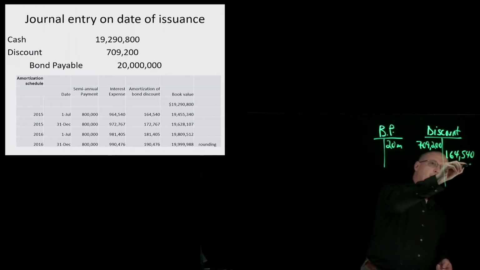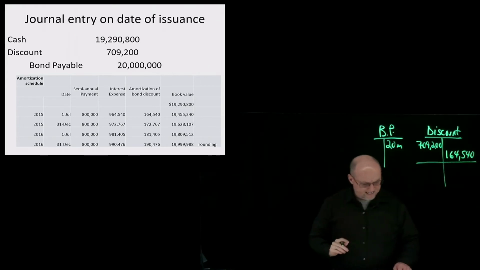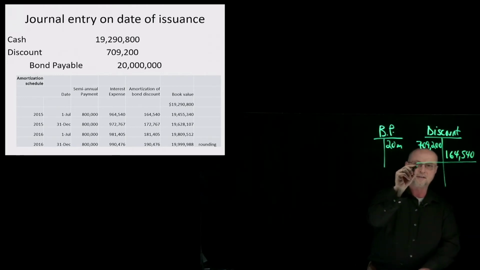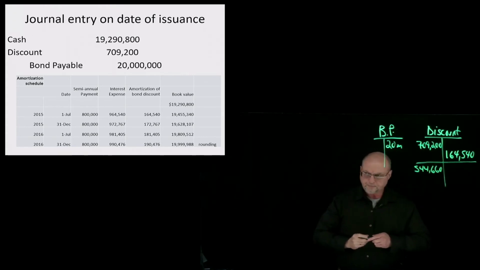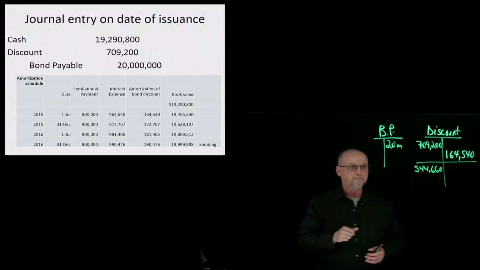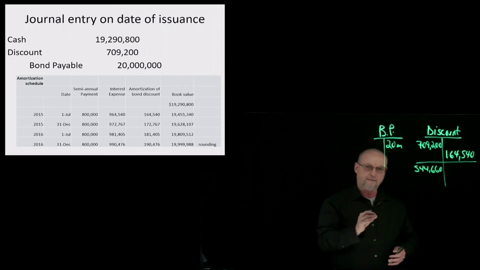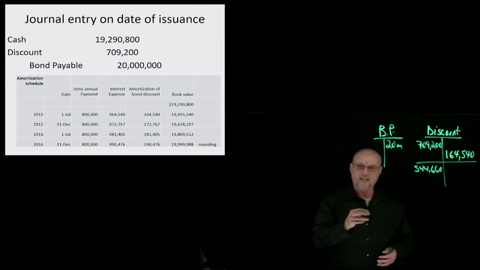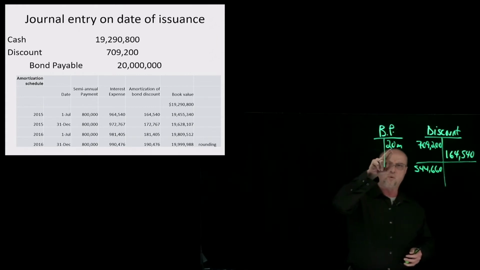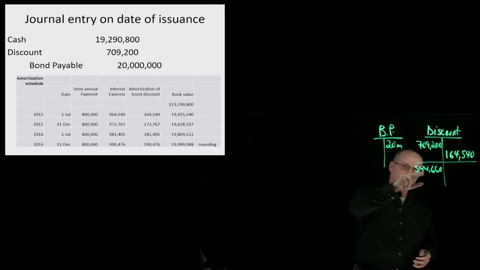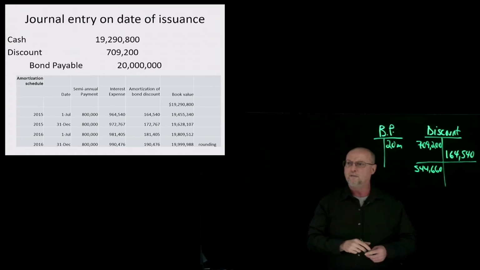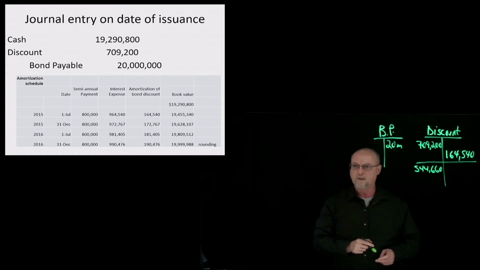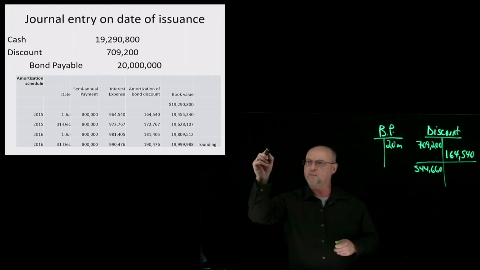$164,540. Okay, now as of that date, our unamortized discount is going to be $544,660. And I'm going to show you the journal entries momentarily. As of July 1st, 2015, my book value is going to be $20 million minus the $544,660. It's now $19,455,340. So let me show you what's happening with this bond.